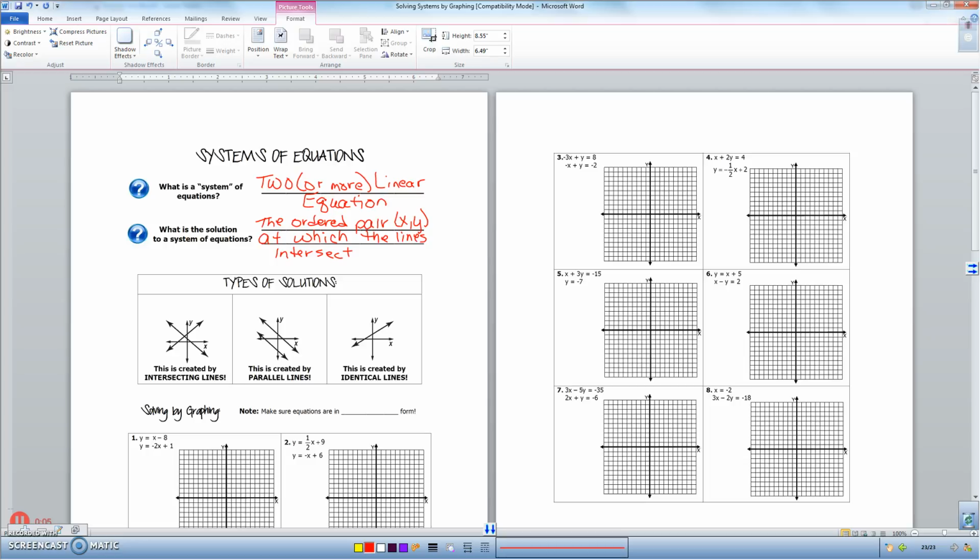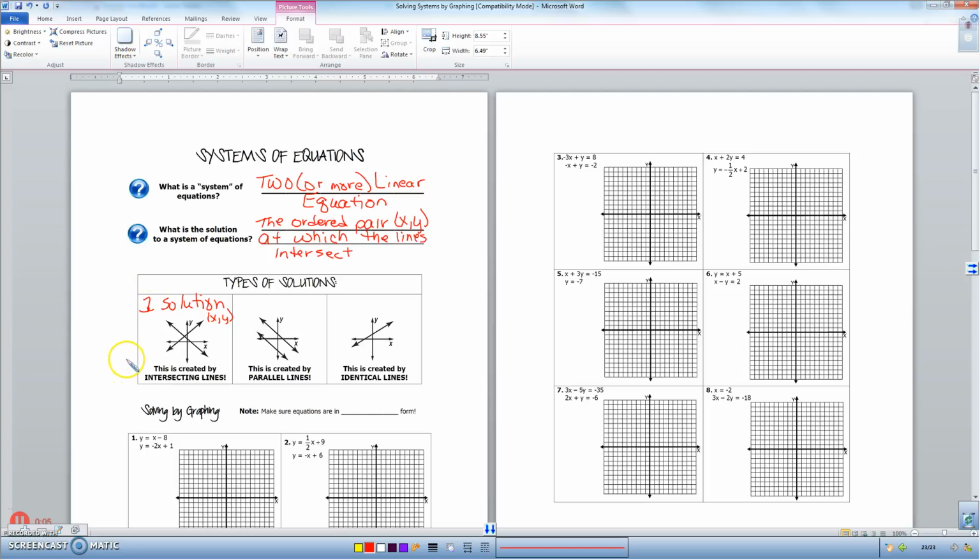Now, you'll see on your paper you have three types of solutions. Okay? Most of your systems will have at least one solution. So one solution. And that solution is going to be written as an x and a y value. Okay? So they'll cross at some point, and you want to name where they are crossing.